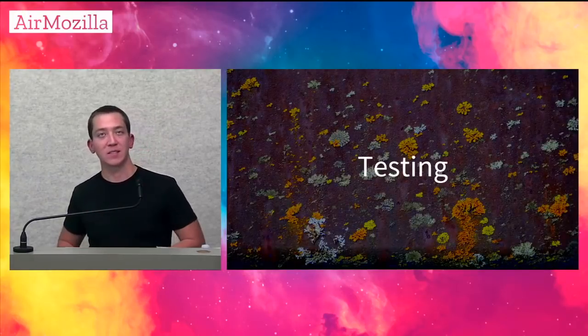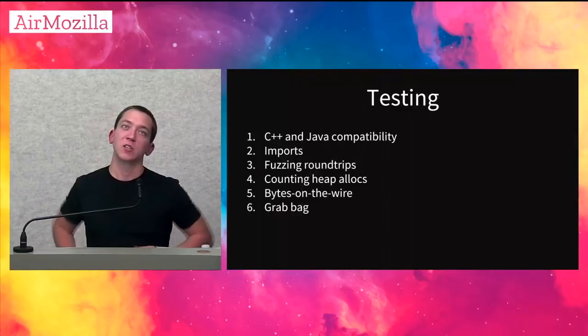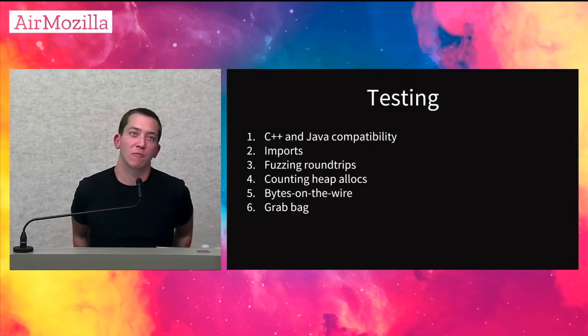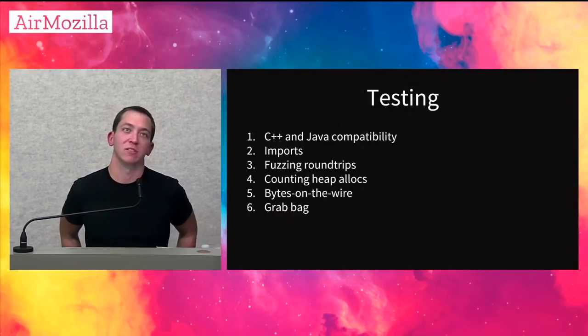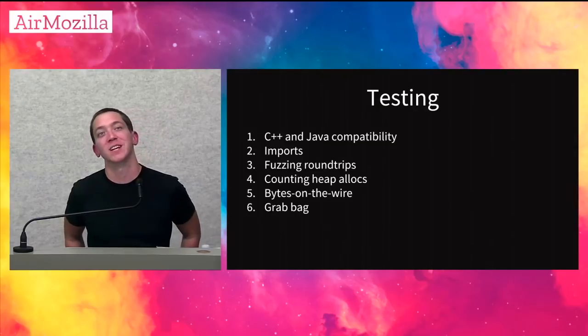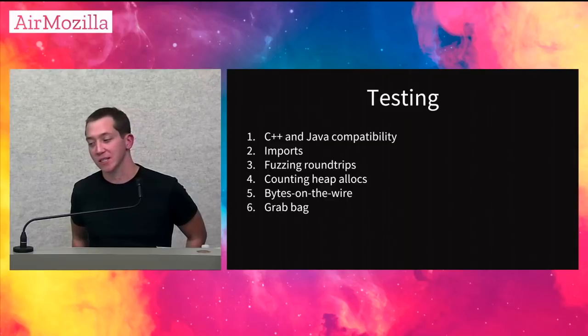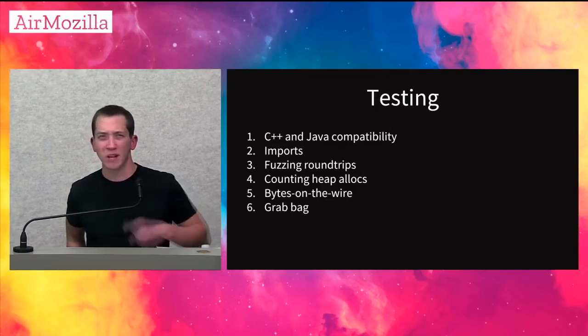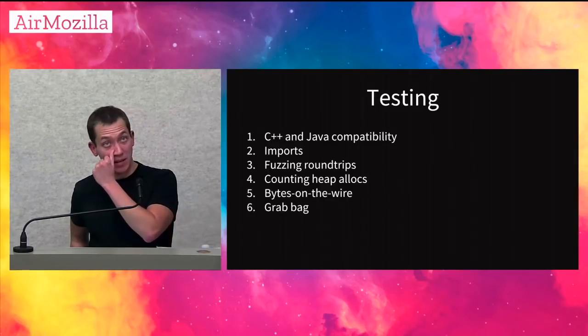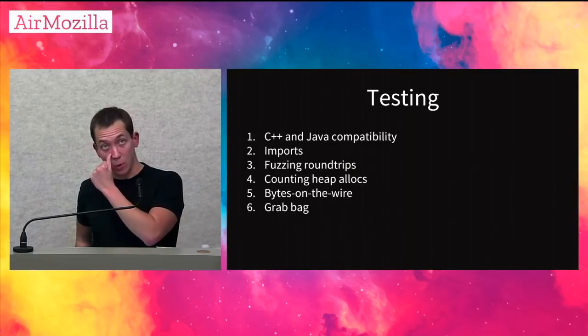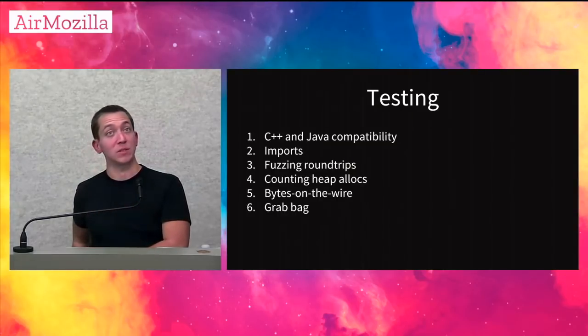Okay, testing. So we test in five plus a bunch of different other ways. So we test for C++ and Java compatibility. We test that the code is importable. We do a lot of fuzzing round trips. We count heap allocations. We check bytes on the wire. And then we have a bunch of miscellaneous ones.